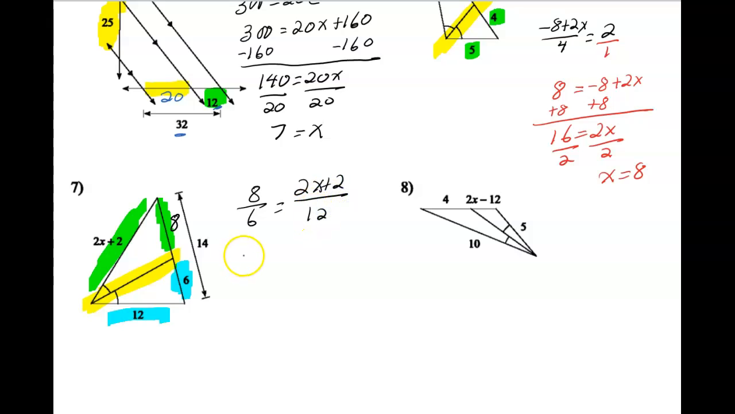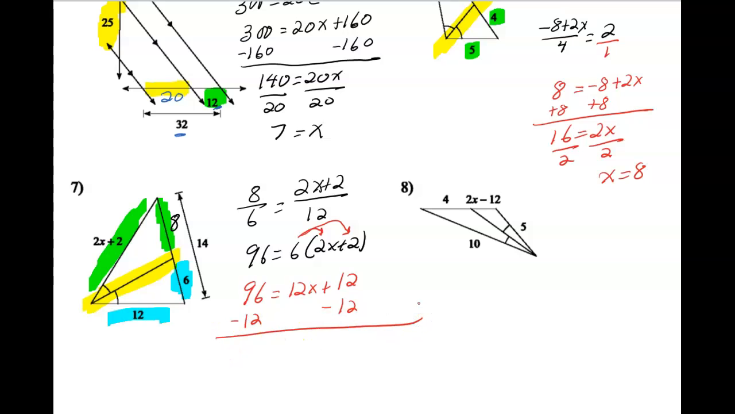When you multiply 8 and 12, you get 96. That's equal to 6 times 2x plus 2. We'll distribute. So 96 is equal to 12x plus 12. Take away 12 from both sides. You get 84 is equal to 12x. Divide each side by 12. And we get x to be 7.